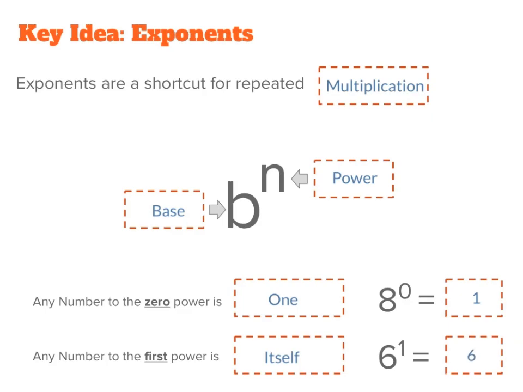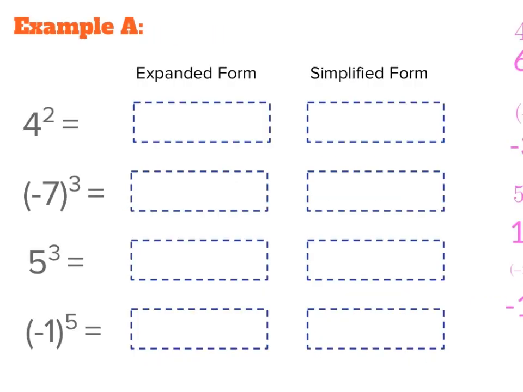Let's take a look at example A. Here we are at example A, and you can see that we have several numbers that have been raised to exponents. First, we're going to show their expanded form, and then we're going to show what that looks like simplified. So the first thing I've got is 4 squared. So when I got 4 squared, that really just means 4 times 4. And if I do 4 times 4, I get 16. So I'm going to go ahead and drag 16 into place, because that's my simplified form.